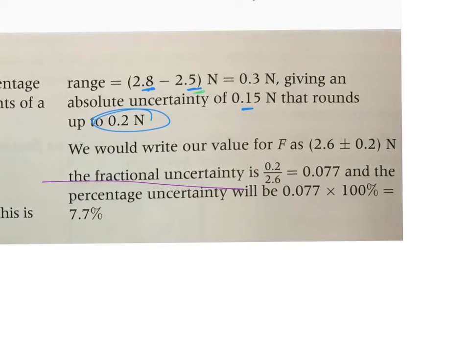So our absolute uncertainty then in this case is 2.6 plus or minus 0.2 newtons. That's this right here. The fractional uncertainty would be 0.2 divided by 2.6, which is 0.077. And then the percent uncertainty is going to be 0.077 times 100, or 7.7%. Now again, our percent uncertainty, you'll notice, is to one decimal, just like our previous values. And so that's how we would calculate those two particular measurements.